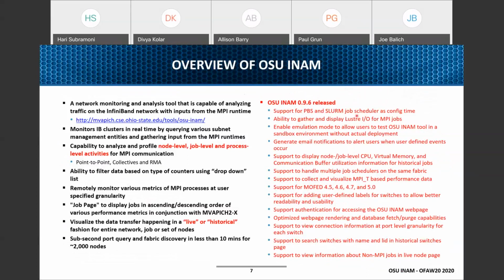So we have tested OSU INAM on different large-scale HPC systems running various architectures like x86, ARM, OpenPOWER, and different versions of OFED, as you can see here. So INAM is able to deliver subsecond port query and fabric discovery for very large systems like north of 2,000 nodes.